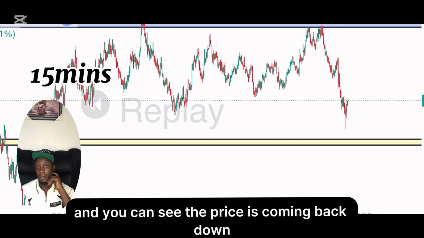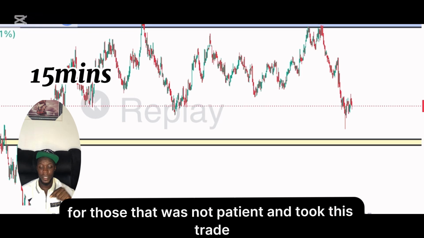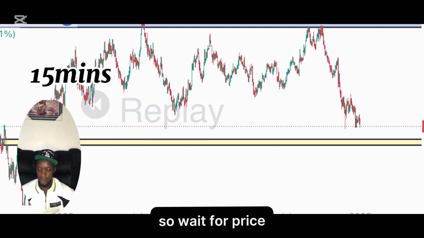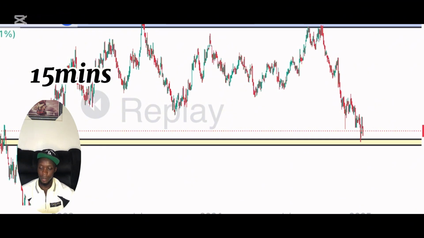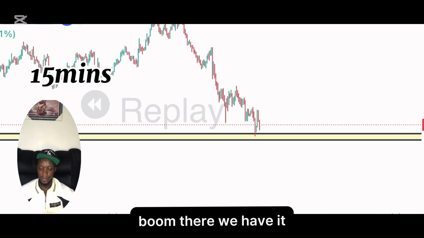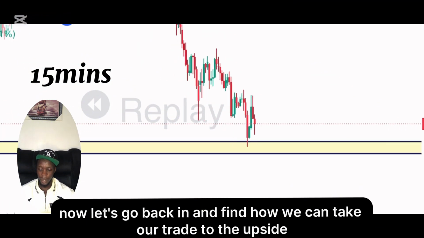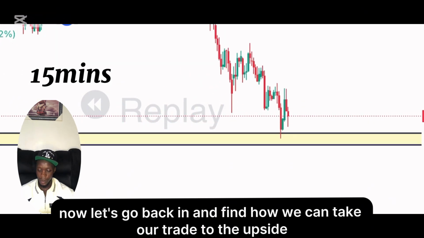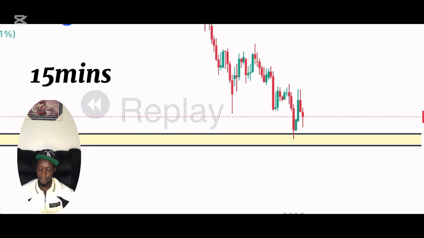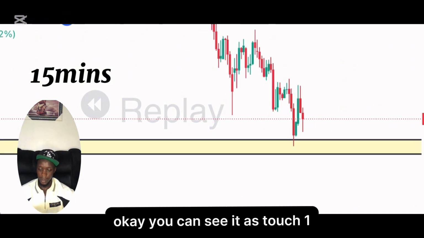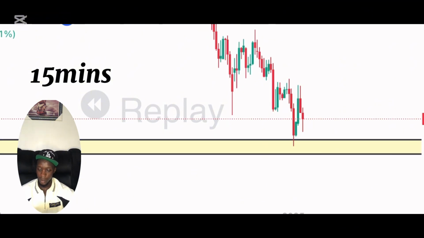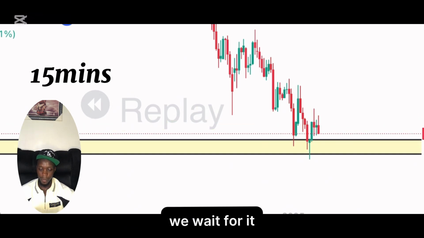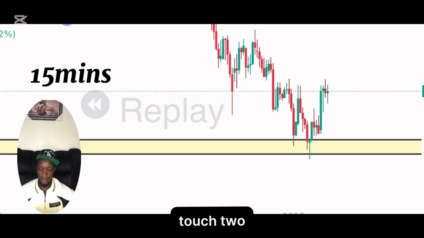And you can see the price is coming back down. For those that were not patient and took this trade, they would have lost their money. So wait for price. Boom, there we have it. And now let's go back in and find how we can take our trade to the upside. Okay, you can see it has touched one. No confirmation candle for us to take the buy yet. We'll wait for it. Touch 2.